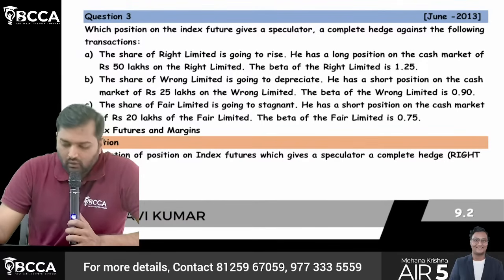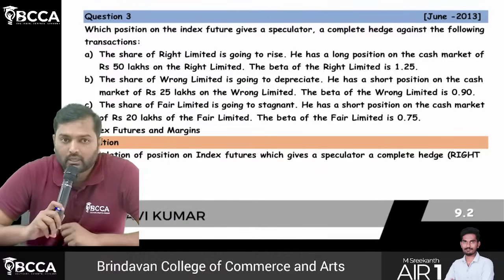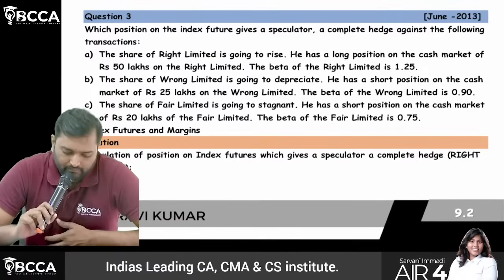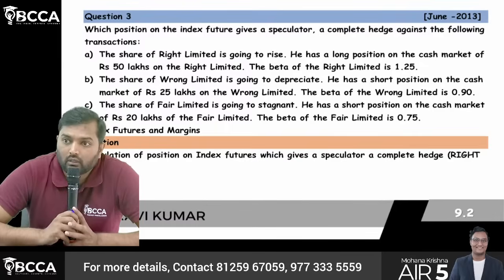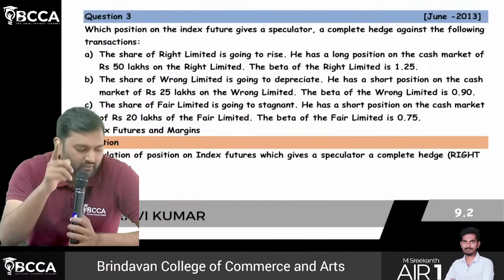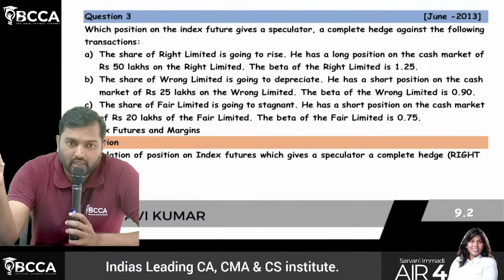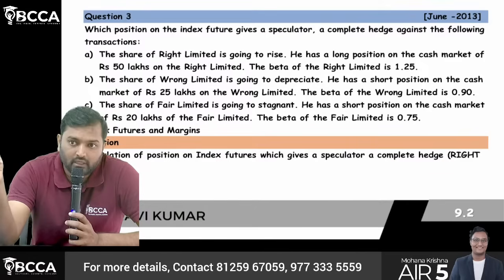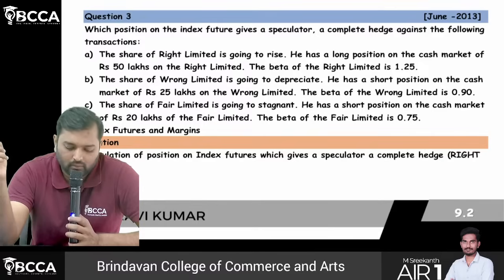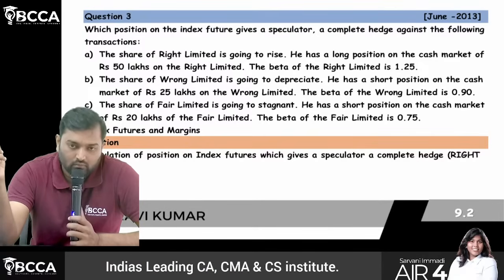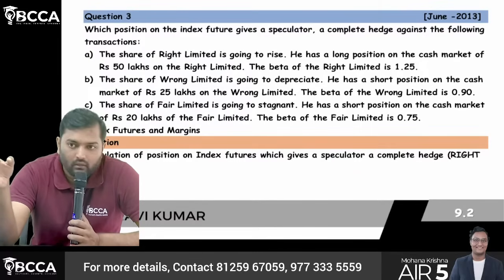Second, the share of Wrong Limited is going to depreciate. He has a short position on the cash market of rupees 25 lakhs on Wrong Limited. The beta of Wrong Limited is 0.9. So in shares we have a short position, and in index I will take a long position. Clear? For what value will I take a long position? 25 lakhs into 0.9, that is 22 lakh 50,000. Clear?